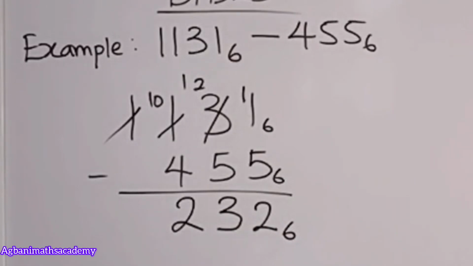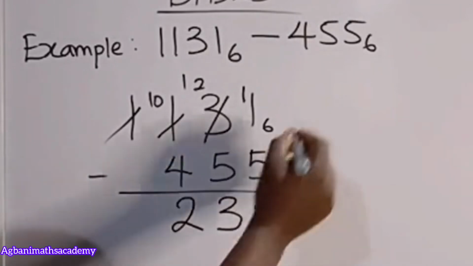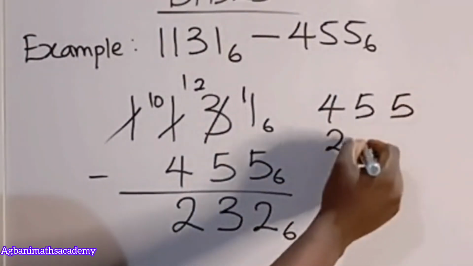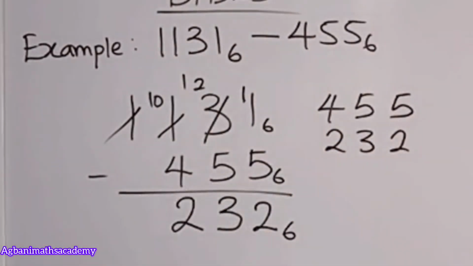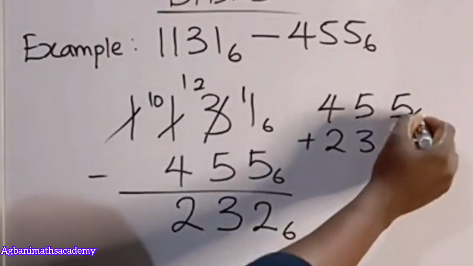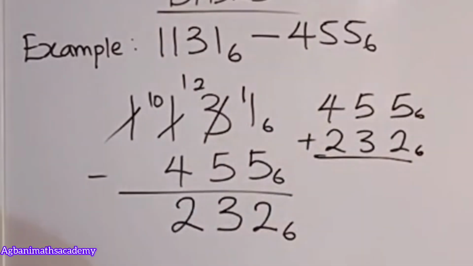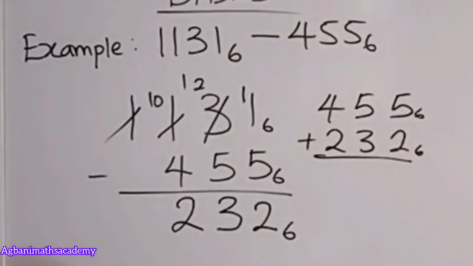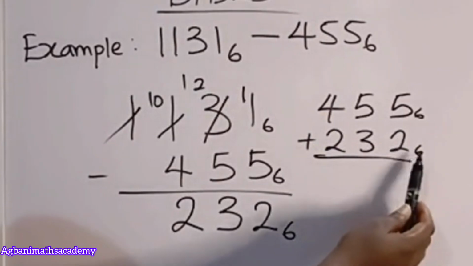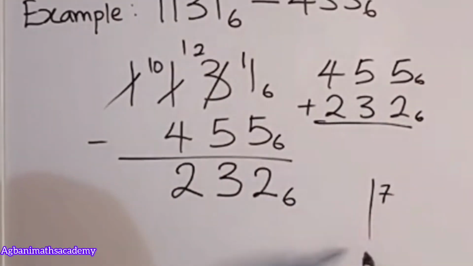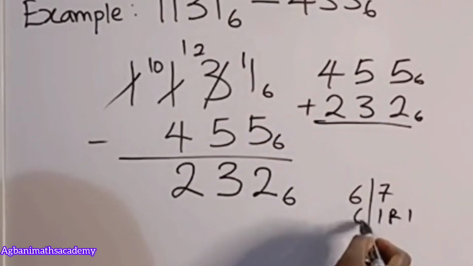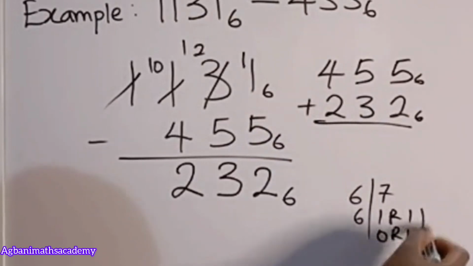So how do we confirm that our answer is right? We've learned about addition. If you add 455 and 232, what are you going to get? Add them together. 5 plus 2 is going to give us 7. But 7 is bigger than 6. We cannot write 7, so we'll convert it. 7 divided by 6 gives you 1, remainder 1. 1 divided by 6 gives you 0, remainder 1.